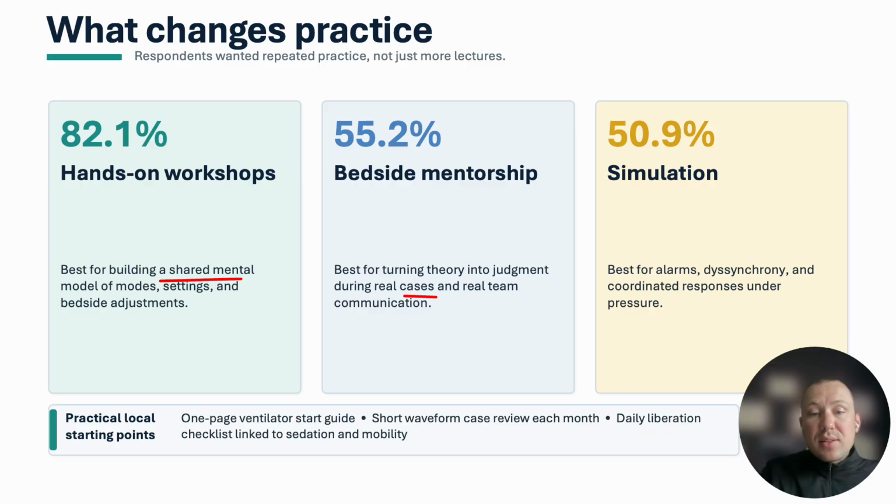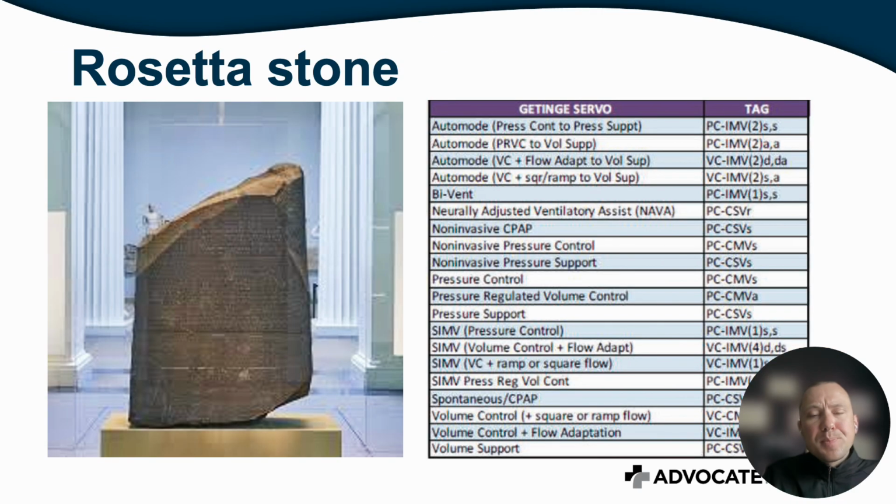The practical advice, if you are thinking to implement this knowledge at the bedside, is that creating things like a one-page ventilation starter guide, a short waveform case review each month, and a daily liberation checklist linked to sedation and mobility can help you to bring some of those good mechanical ventilation practices to the bedside.